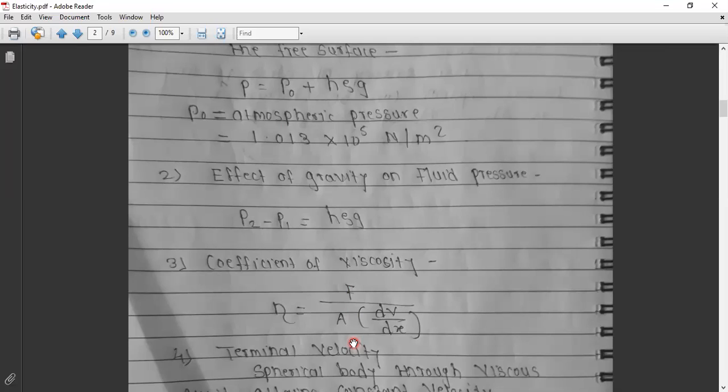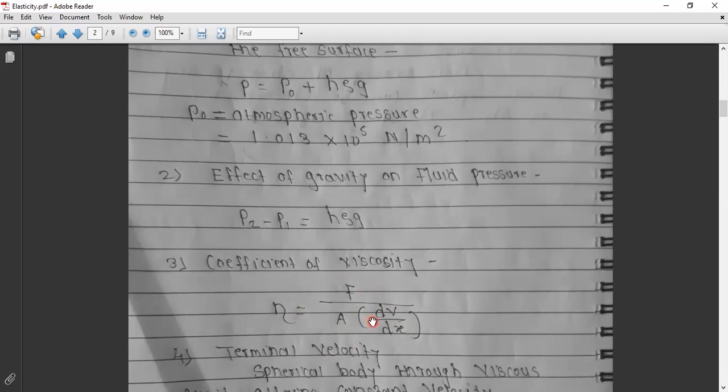Viscous force means the force between two adjacent layers of the liquid which oppose the relative motion between these two layers of liquid. This force is known as viscous force. This F is the viscous force, and this viscous force is directly proportional to the area of the layers which are in contact, as well as it is also directly proportional to the velocity gradient.